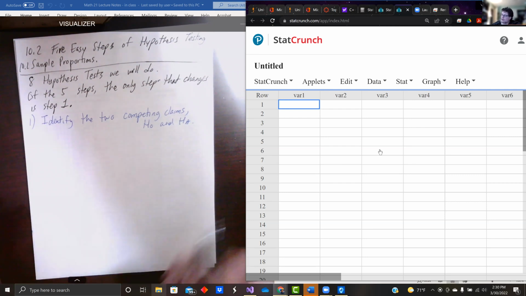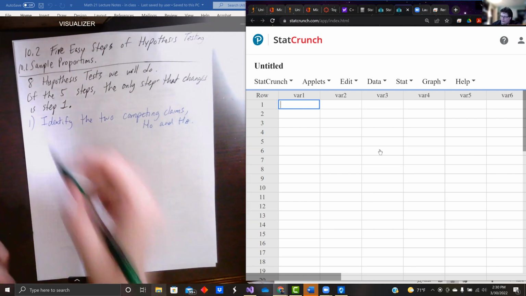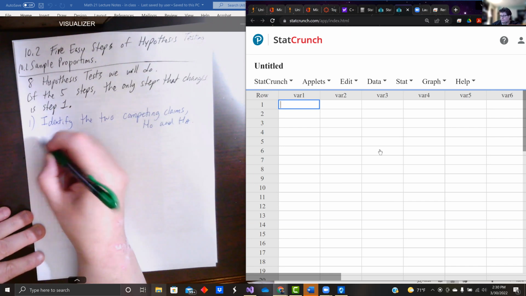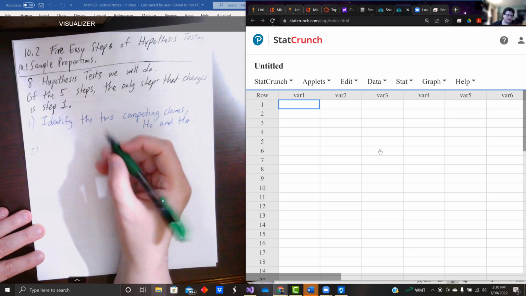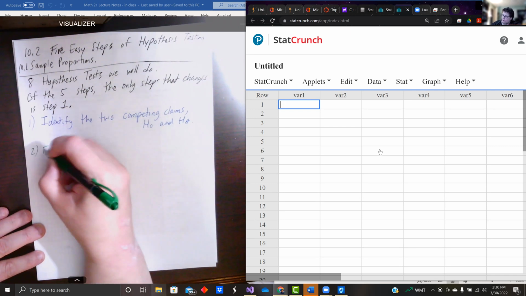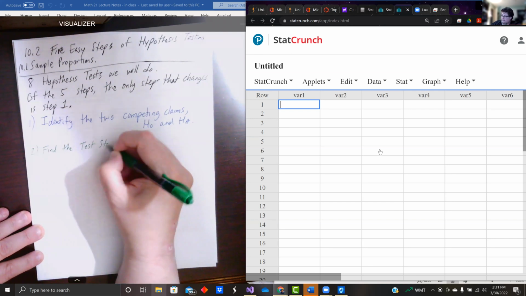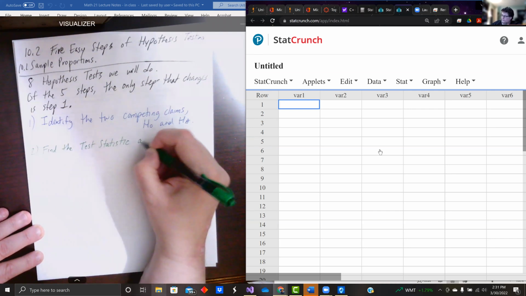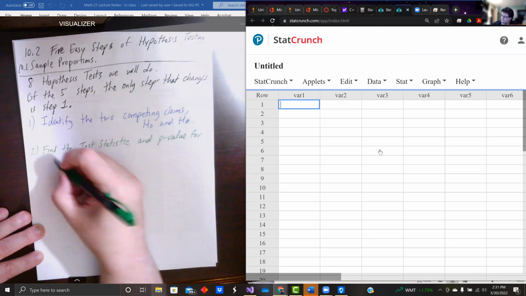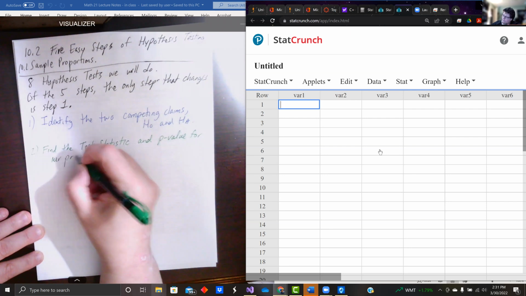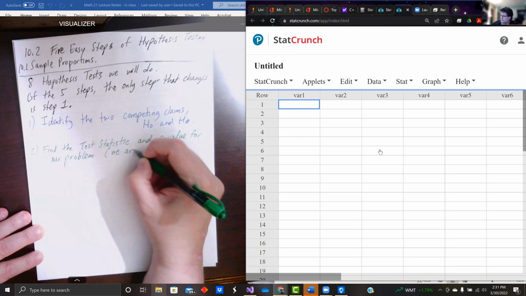So our first step is H0 and HA, and then steps 2 and 3 often are interchangeable. I'll just give them to you in an order that I'm used to doing. We're going to find the test statistic and p-value for our problem. And for us, we're going to use StatCrunch to do it.